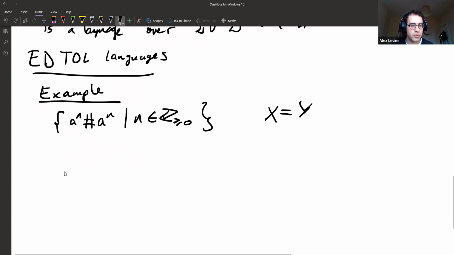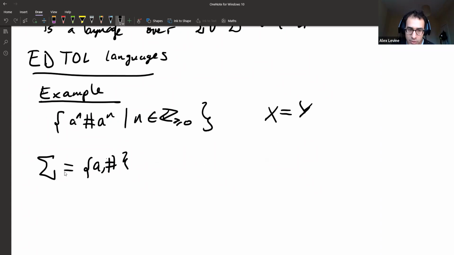Okay, so how do we do this with an EDTOL system? For a start, an EDTOL system has an alphabet, the terminal alphabet. This is just the alphabet of the language. So in this case, our alphabet is just a and hash. We don't need any inverses because, again, this is actually just a semigroup.